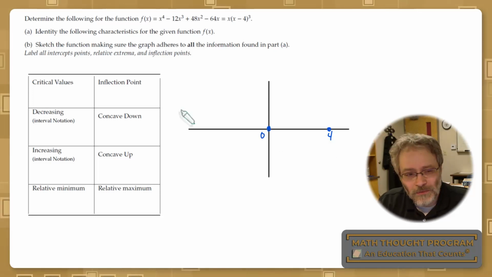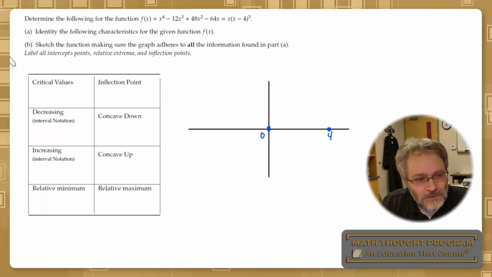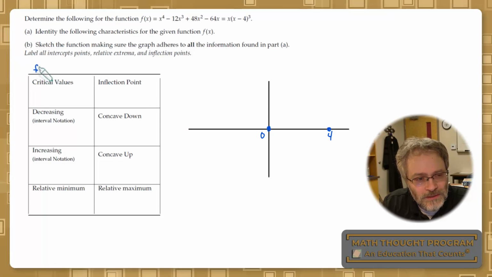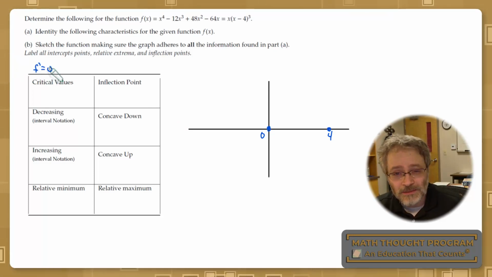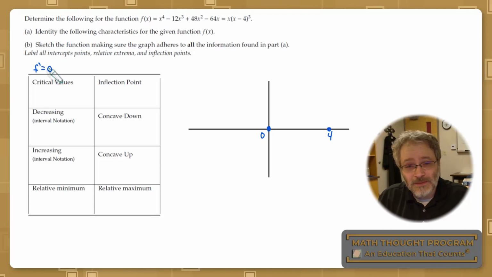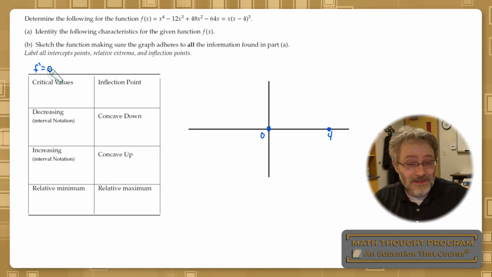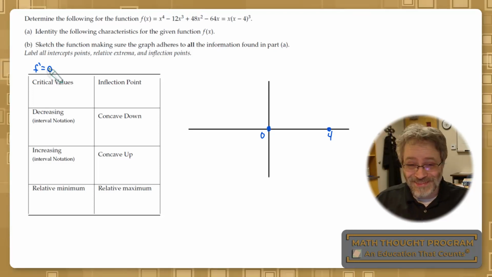Now, in order to find the critical values, I'm going to have to take the derivative and see when this equals 0. And because it is a polynomial, I don't have to worry about the case when it's going to be undefined, because the derivative for a polynomial is always defined.